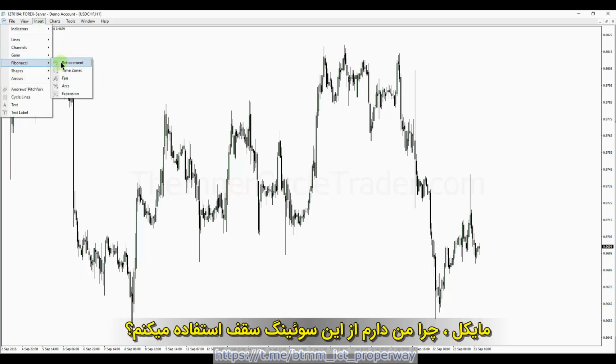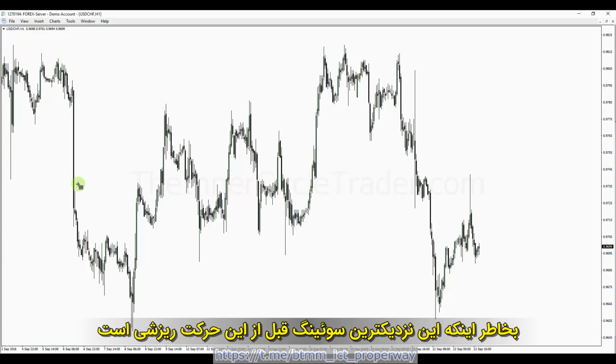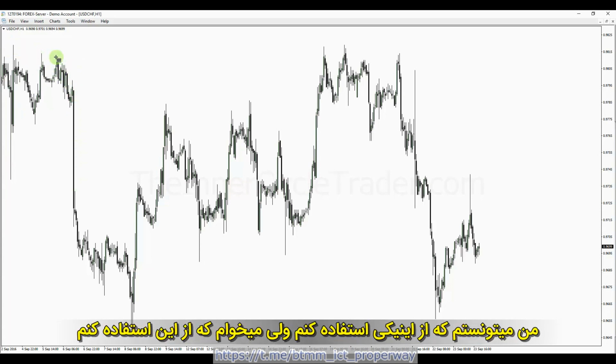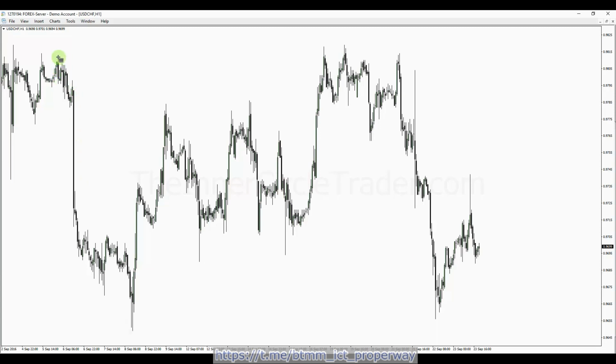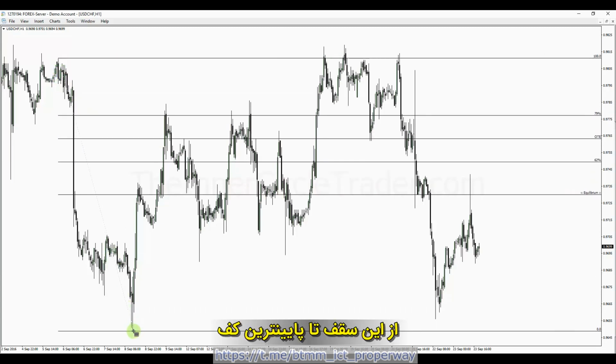We have a swing high here. Why am I using that swing high, Michael? Not this one here, not this one here, because this is the most recent one prior to this down move. I could use this one here, but I'm going to use this one because it has more price action around it. This high down to the lowest low, okay?